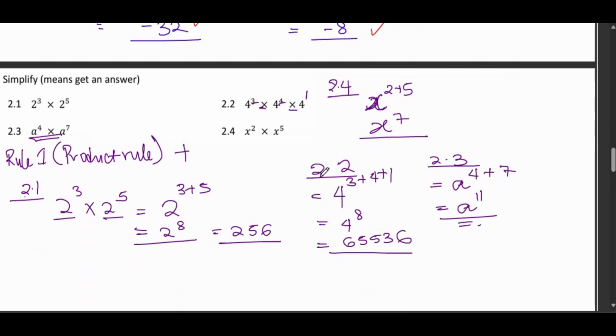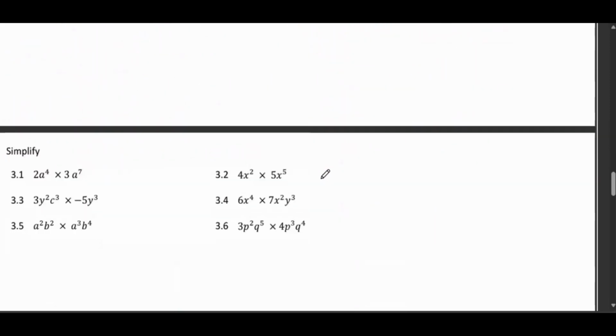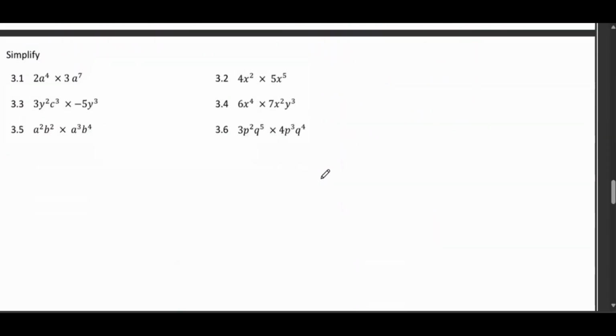Okay, we look at rule number 2. Oh, sorry. Also, this one also deals with product. Let's look at it. Now, this one has numbers and letters, or alphabets. How do you deal with 3.1? The numbers will multiply themselves, and we continue with the base, which is a to the power 4 plus 7. So 2 times 2 times 3, you get 6. A remains, and the answer becomes that much. That's our answer there.